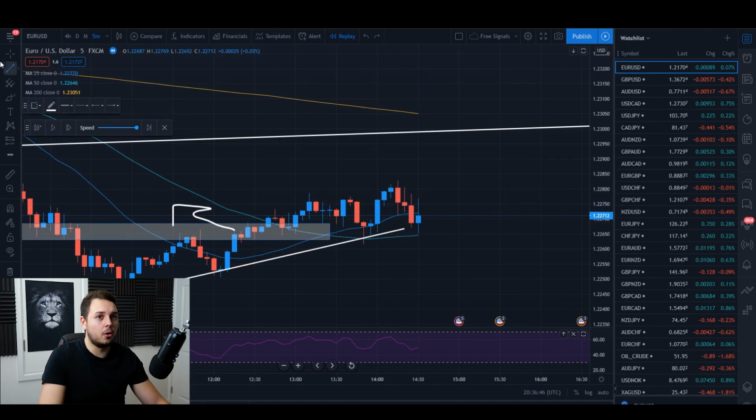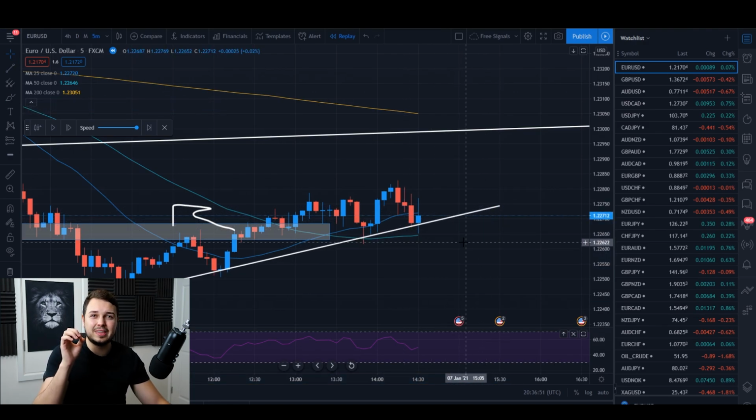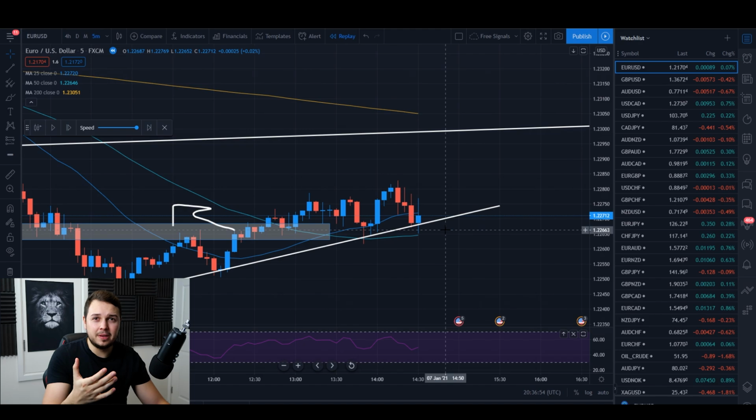Do we enter over here? No, because we did not get a confirmation on the 5-minute time frame yet. We did not get a bearish engulfing candle.